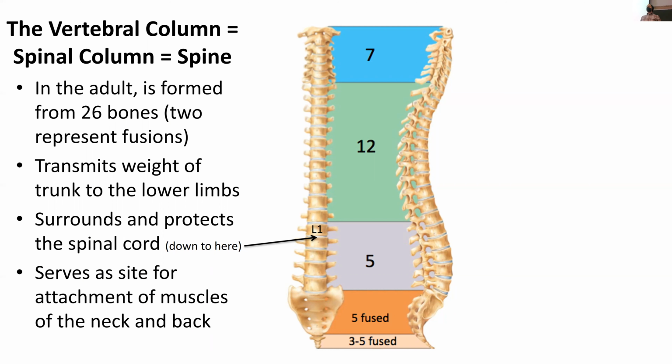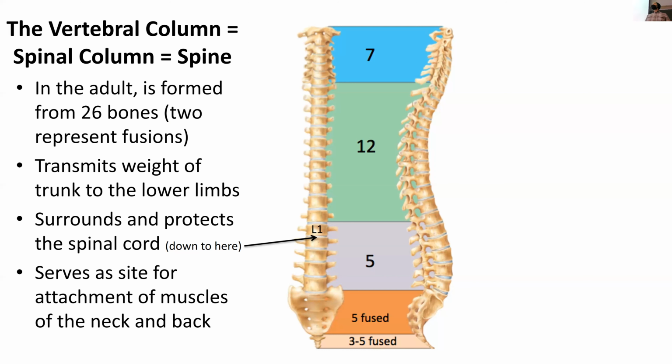In an adult, there is a little bit of variation, but we're going to call it 26 total bones. Two of these bones represent fusions, meaning that when you're an embryo, the bones are separate, but as you develop, they fuse together and become a single bone. Those two bones are your sacrum, which is down here, and your coccyx, which is also known as your tailbone.